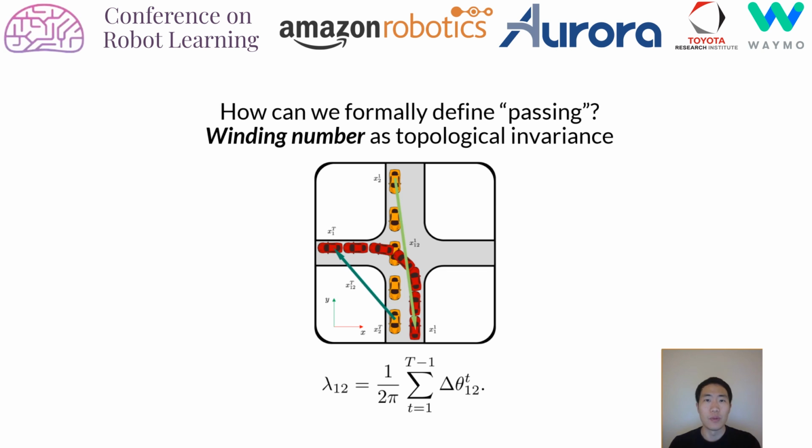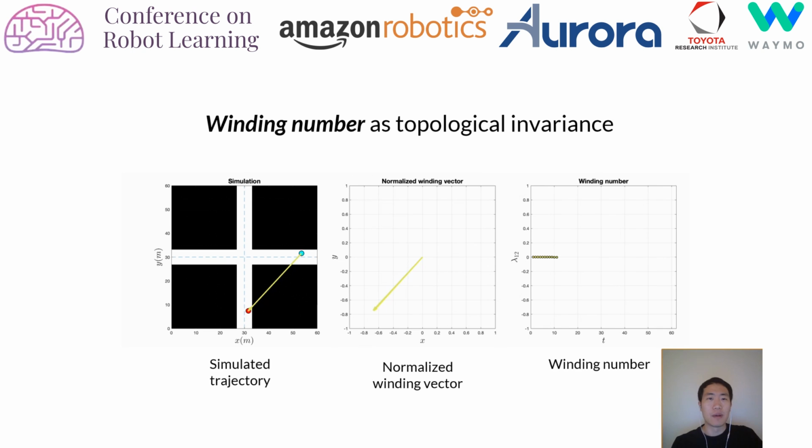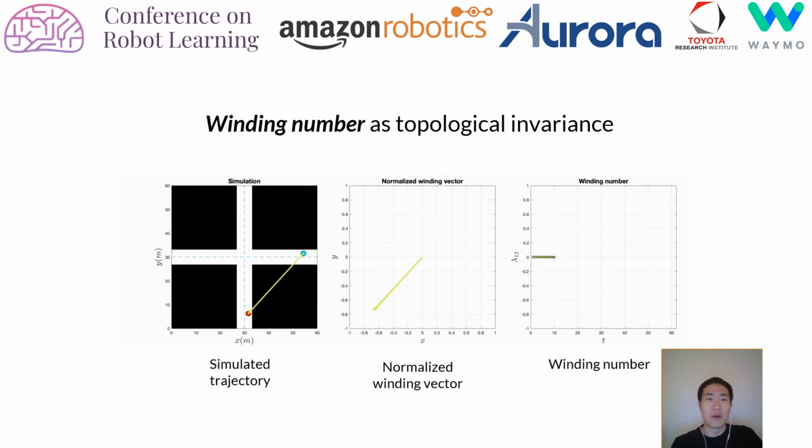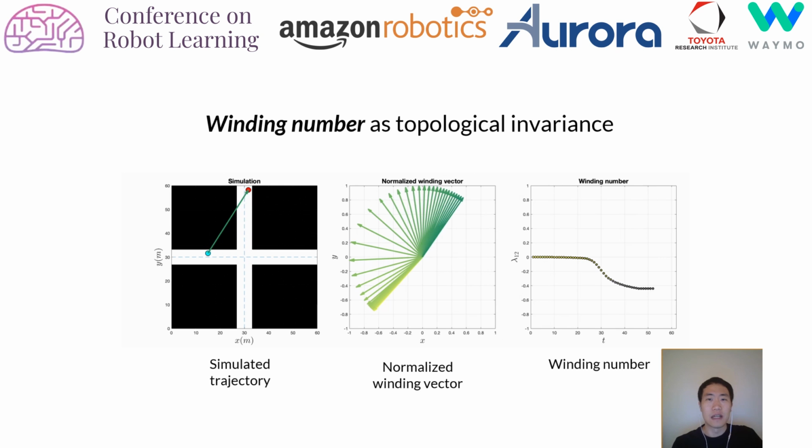Formally, we employ winding number to define how a pair of agents pass each other. Winding number is an accumulation of relative rotations between a pair of agents. Let's look at an example. Suppose we have two agents crossing an intersection, the red agent crossing first, and the blue agent crossing later. The figure of relative position in the middle shows that they're relatively rotating clockwise, and the winding number becomes negative as in the figure on the right side.